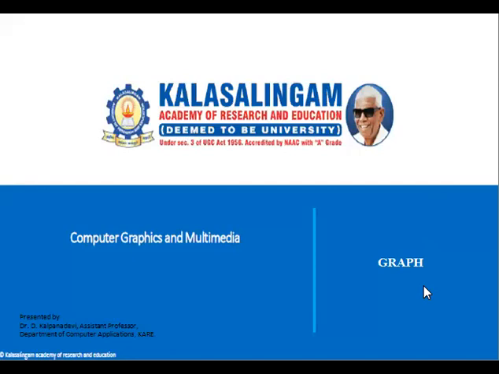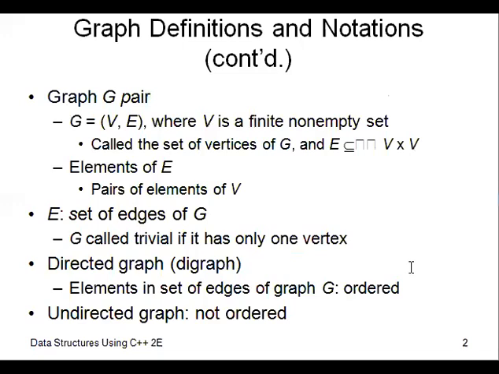Now the session is going to be about the graph. A graph is composed of vertices and edges. That is, G equal to V comma E. Here V is a set of vertices and E is a set of edges connecting the vertices in V. Here V is a finite non-empty set.